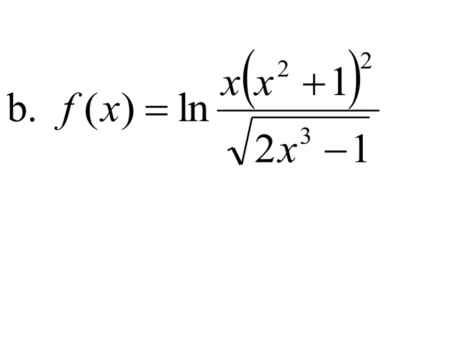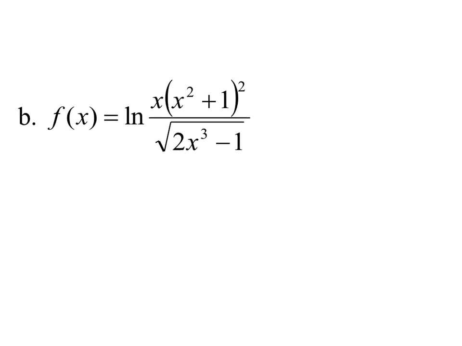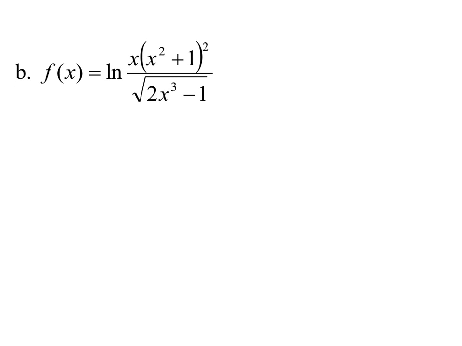It can get even more complicated, all right? So here we have f of x equals ln of x times x squared plus 1 squared over the square root of 2x cubed minus 1. But I want to stop here a sec. Before we get things too complicated, we actually can make our lives a lot easier by remembering those rules that we've learned about logarithms in general.